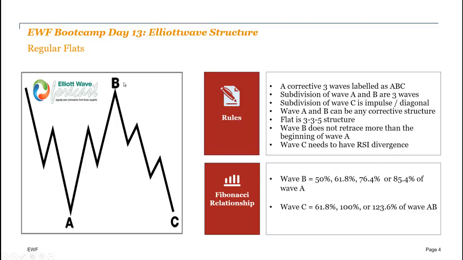So wave B here usually is between 50%, 61.8%, 76.4%, 85.4%. Usually it's a deep retracement in a flat, so it can even retest almost like 100% before another turn lower that is pretty strong, because it will be in impulse 5 waves. With C typically is between 100%, 123.6% of the wave A and B.